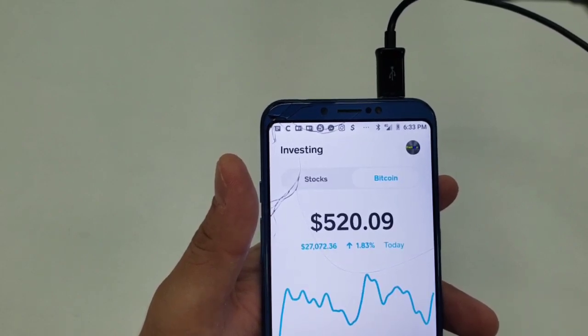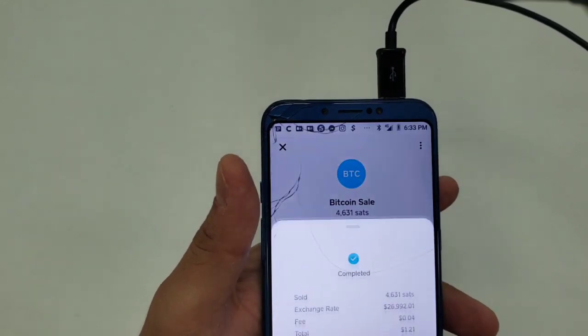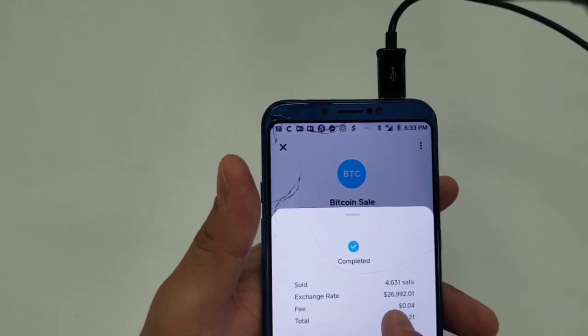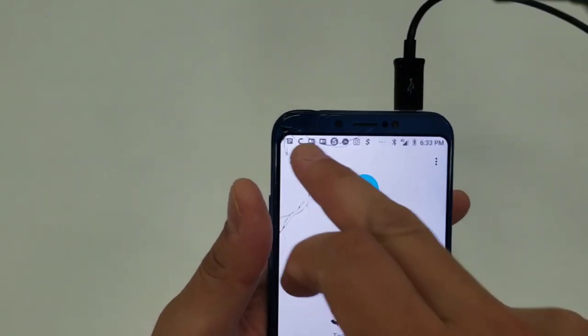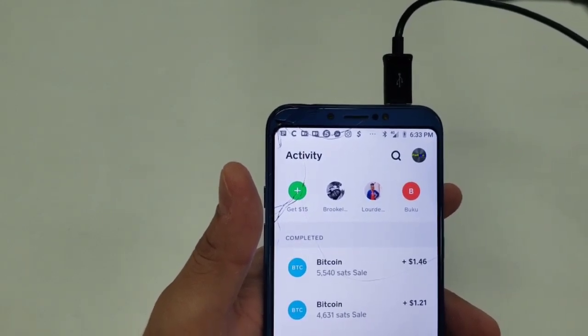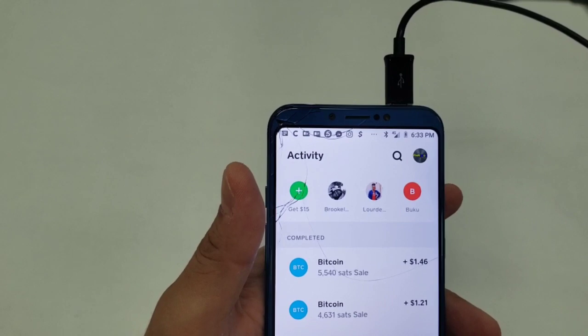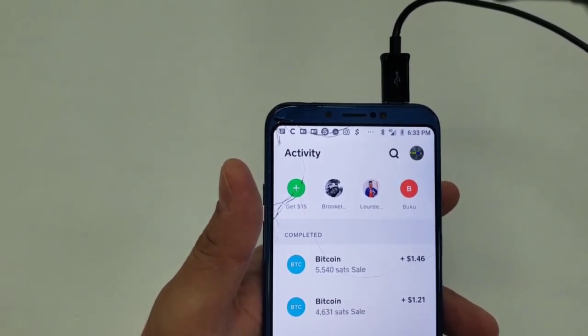Let me show you real quick, in case you missed it, what they're charging. So again, I sold it at $26,992. They charged me $1.25, so I made $1.21. Cash App charged me 4 cents, not bad. And the cool thing about this is, if you do this on Coinbase, they charge you like $1.99, so it's not worth it to do it on Coinbase. Maybe Robinhood, but I think Robinhood will block how many times you can use this. So look, I made $1.46.